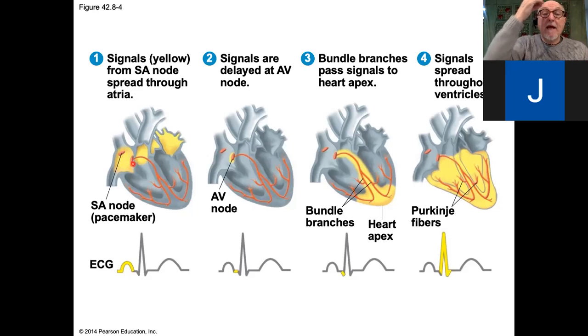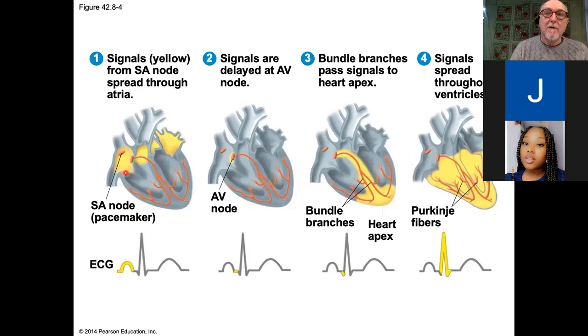And the sinoatrial node is principally responsible for coordinating the contraction of the atria. The atrioventricular node is primarily responsible for the contraction of the ventricles. It's a little bit more complicated than that, but anyway, we'll keep it that simple. So let's have a look. Remember, it's generating electrical impulses, what we can measure as electrical impulses.